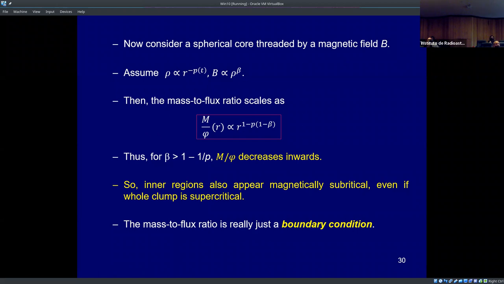To us, in our minds, it's more like a boundary condition. If you just take these two scalings and try to determine the mass-to-flux ratio of any core, you will find that it depends on the radius at which you truncate your core. It's not a constant. It is a constant if you consider a core of fixed mass that cannot accrete mass. But if you consider a continuum and you draw boundaries at different radii, every radius will have a different value of the mass-to-flux ratio. And in particular, for this condition here, the mass-to-flux ratio will decrease towards the center.